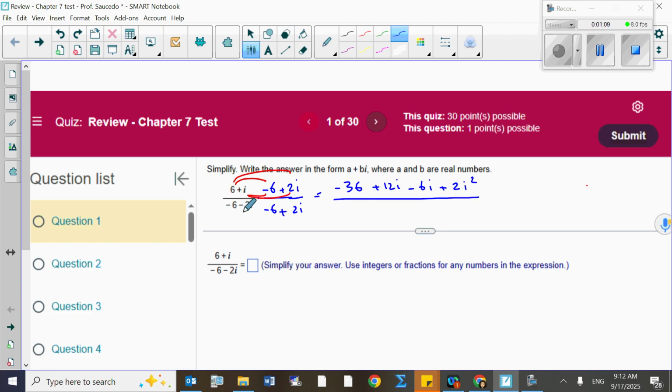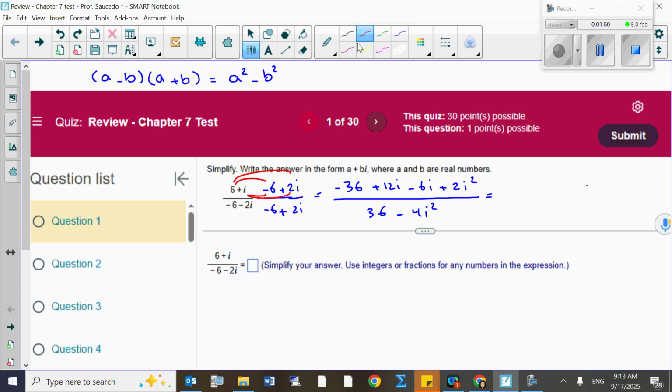The denominator, I have -6 minus 2I, -6 plus 2I. We have learned this identity before, that if you have A minus B times A plus B, when you distribute and simplify, you're going to end up having A squared minus B squared. This is the difference between squares. So we're going to use the same thing. Just take each term, -6, and raise to the power of 2. -6 to the power of 2 is 36. And 2I to the power of 2 is 4I squared. And put a negative between them.